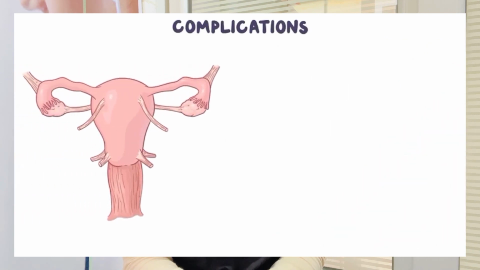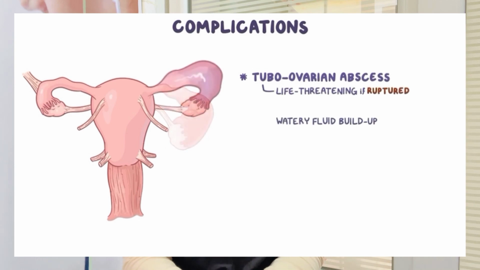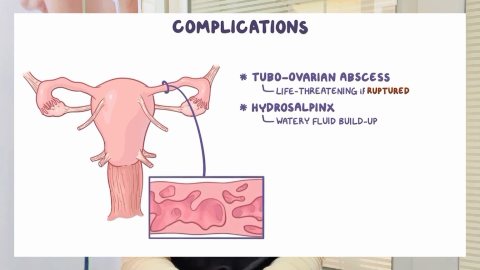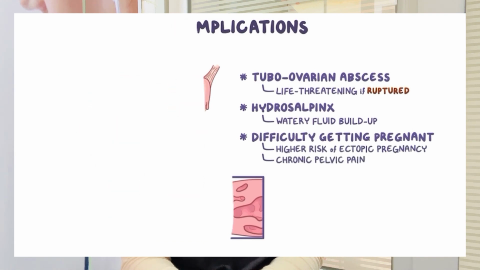This scarring in the fallopian tubes can lead to a number of complications related to PID. If pus builds up in the tube and ovary, it can turn into a tubo-ovarian abscess, which can be life-threatening if it ruptures. If a watery fluid builds up in the pocket created by scar tissue in the tubes, this is called hydrosalpinx, and it can cause the affected area to become swollen. In general, because of the structural damage created in the fallopian tubes, individuals who have PID tend to have more difficulty getting pregnant and have a higher risk of ectopic pregnancy and chronic pelvic pain.